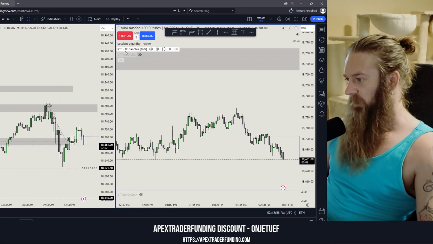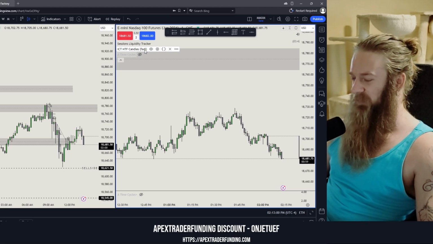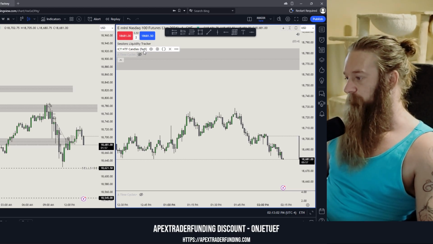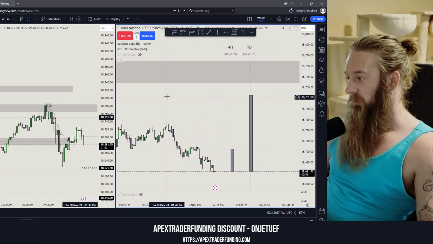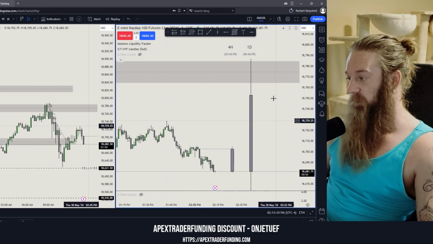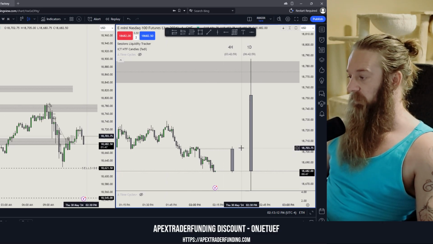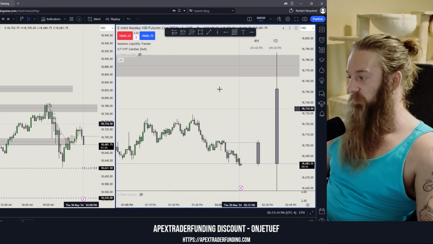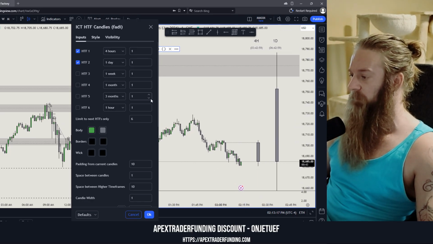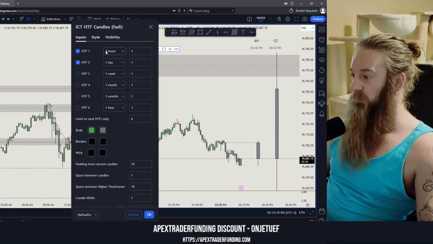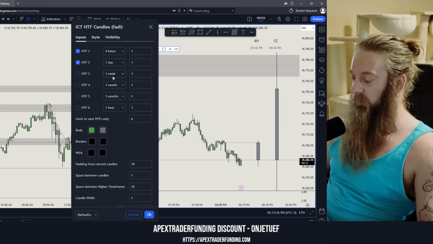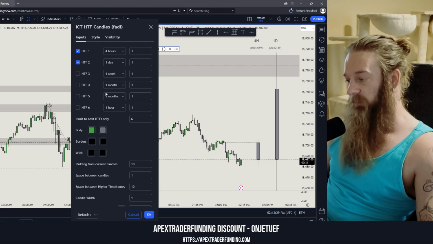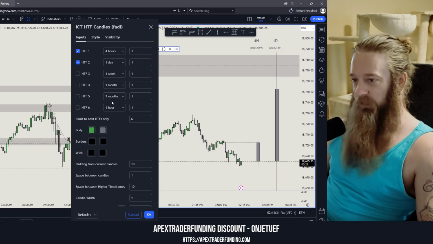So that's that. ICT High Time Frame Candles by Fadi. This one just puts high time frame candles off to the right on my chart. I have several that I switch between depending on the time frame that I'm looking at. I'll use the 4 hour almost permanently. Sometimes I throw the 1 day on there. If I'm up in the higher time frames, I'll look at the day and the weekly. I'll look at the monthly, just to get an idea of where we're at.